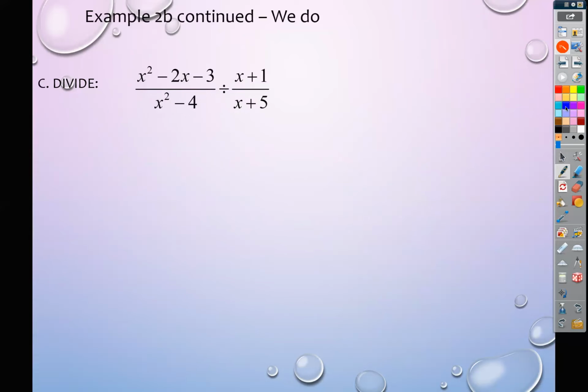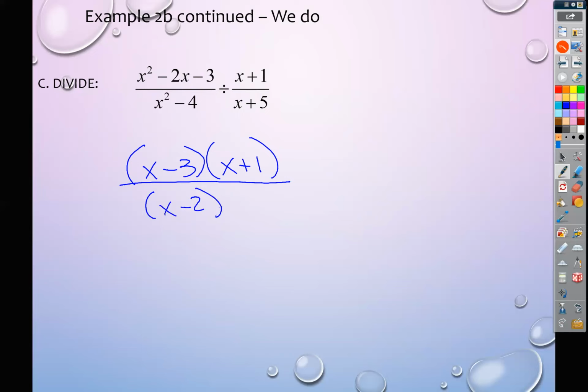Okay, let's try this one together before you do one on your own. All right, so I am going to factor the x squared minus 2x minus 3. So I'm going to say x minus 3 times x plus 1 over, this is a perfect square, so that would be x minus 2 times x plus 2, times x plus 5 over x plus 1.